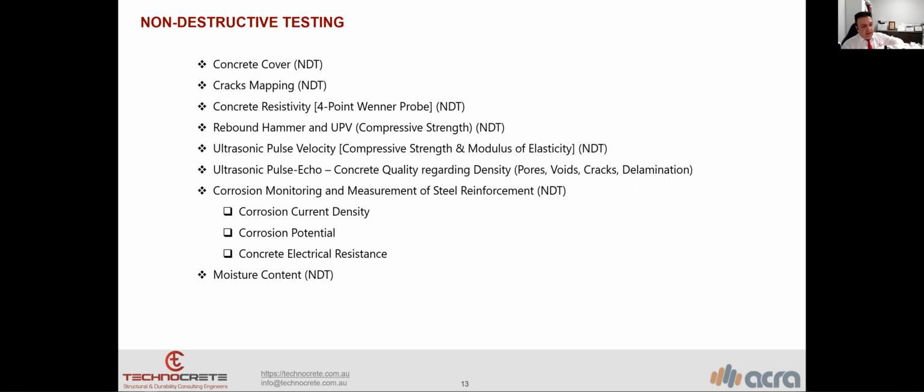For some investigations, we may need to do moisture content and carbonation depth. These are tests which we do non-destructively, except the carbonation depth. The other ones are non-destructive testing, and they are reliable, but the people who work with this type of device and equipment have to be very skilled, and capable of understanding the results they obtain from the structure.